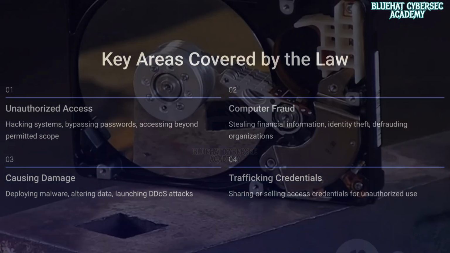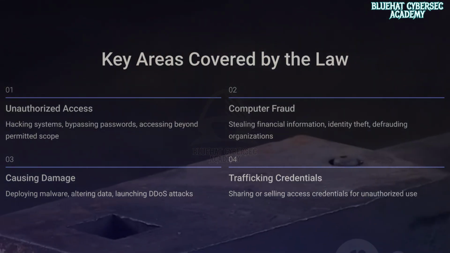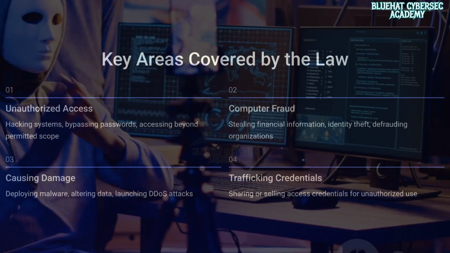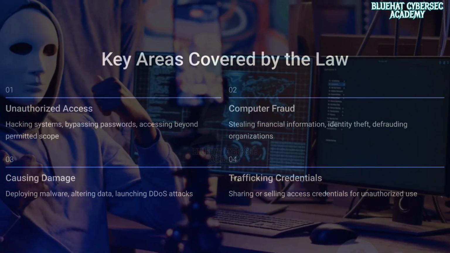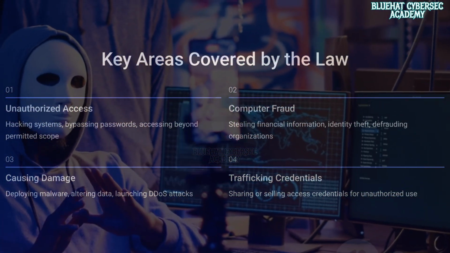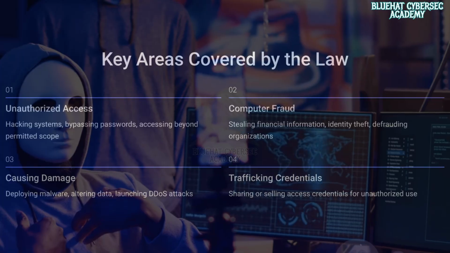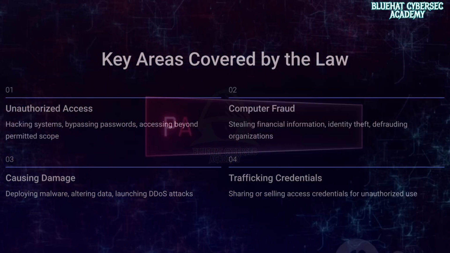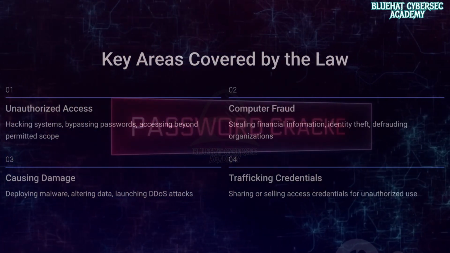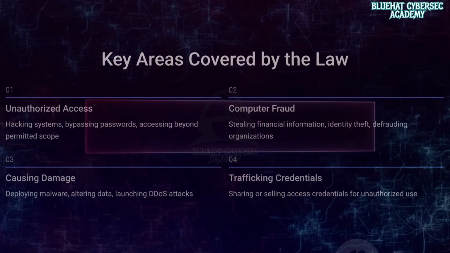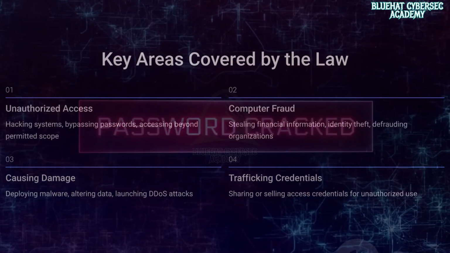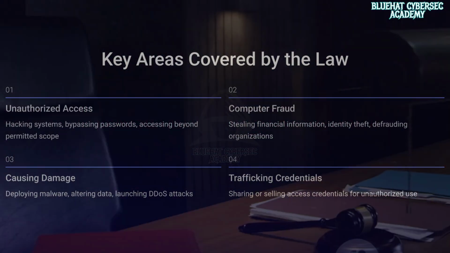Beyond that, the law criminalizes causing damage to protected computers. Examples include deploying malware, deleting or altering data, or launching distributed denial of service, or DDoS, attacks. And finally, it even covers trafficking in passwords. Sharing or selling access credentials for unauthorized use of computers is explicitly prohibited.